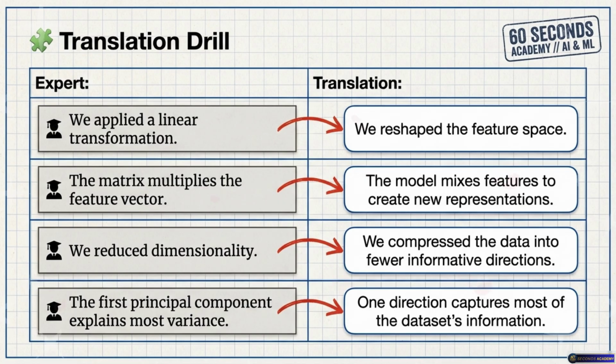We reduced the dimensionality of the dataset. Translation. We systematically compress the data into fewer directions to remove noise and save compute power. Okay, last one. The first principal component explains most of the variance. Translation. We found the one single camera angle that captures the maximum amount of information in the entire dataset. That geometric intuition is what separates a practitioner who just blindly copies code from a tutorial from a true AI engineer who deeply understands the mechanics of their models.